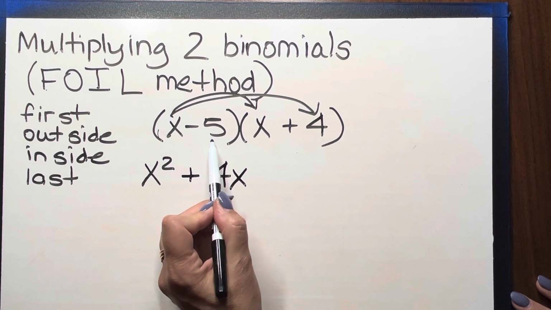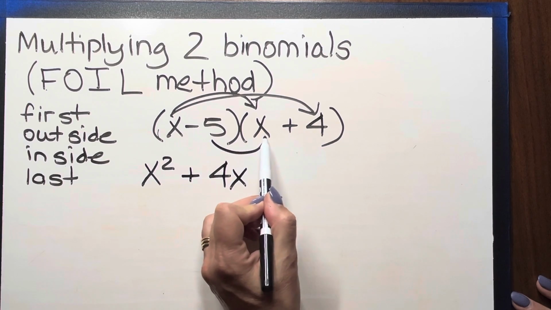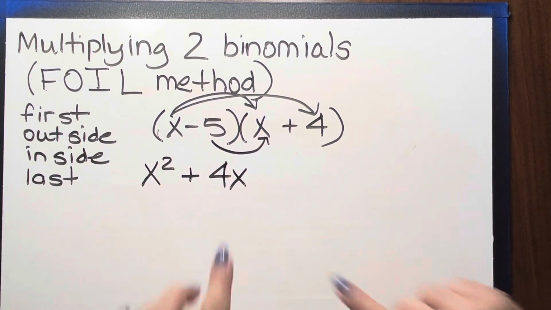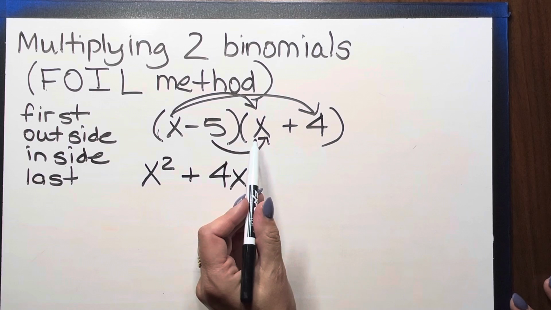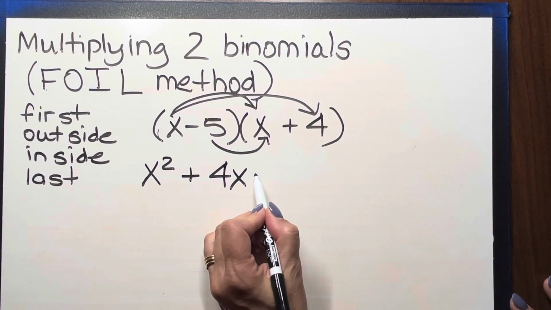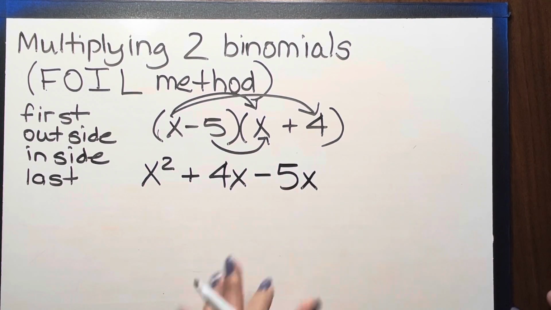Then I'm going to do the inside terms, and I'm going to have to pop down to the bottom here so I don't have so many arrows. So the inside terms are the ones that are closest together. So the negative 5 and the plus x. So I have a minus 5x for this.